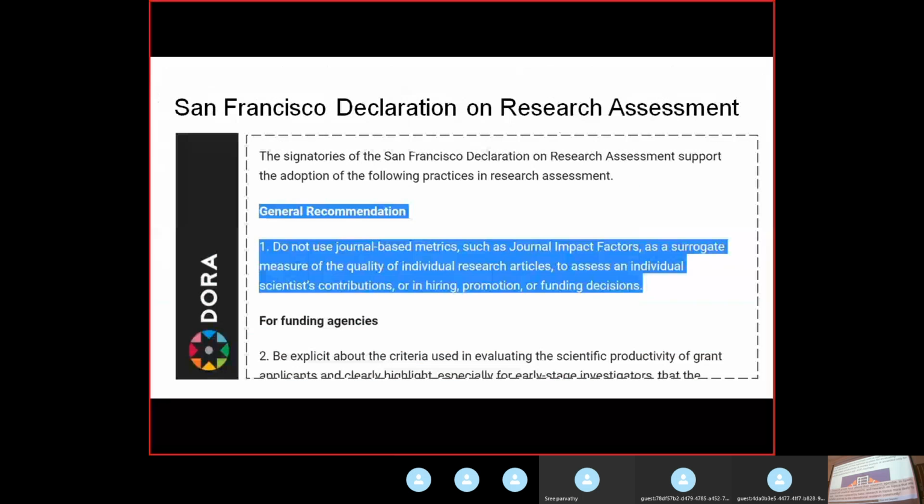And next is the San Francisco Declaration. It says not to use journal-based metrics such as journal impact factors as a surrogate measure of the quality of an individual research article, to assess an individual scientist's contributions, or in hiring, promotion, or funding decisions. This is their DORA, their declaration. Some countries take it as a very positive thing. It also says to be explicit about the criteria used in evaluating the scientific productivity of grant applicants, and to clearly highlight this, especially for early stage investigators.